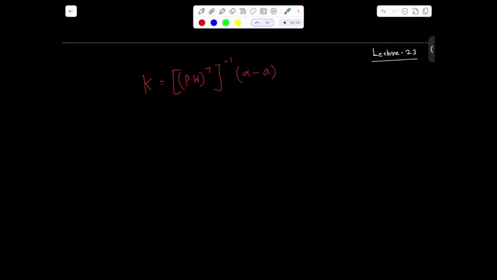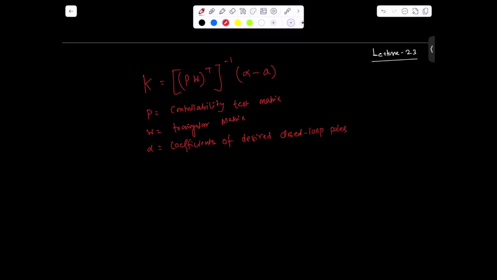So here P is the controllability test matrix, W is the triangular matrix which will be formed using the polynomial of the A matrix, the system matrix, and alpha equals the coefficients of the desired closed loop poles, and A equals the coefficients of the open loop poles.